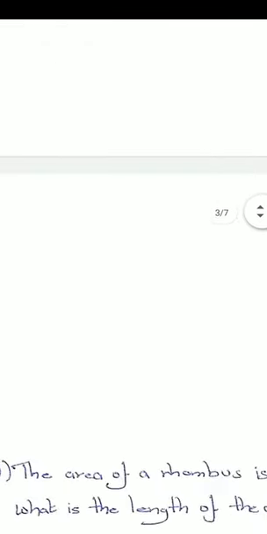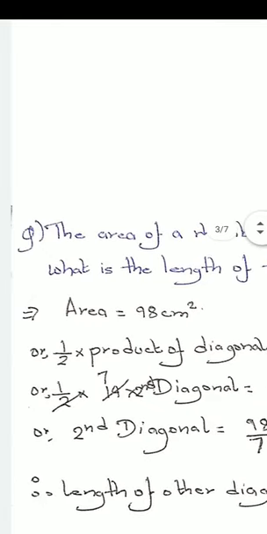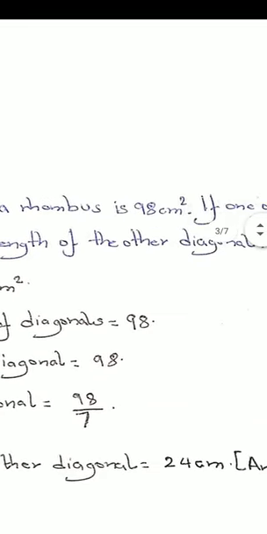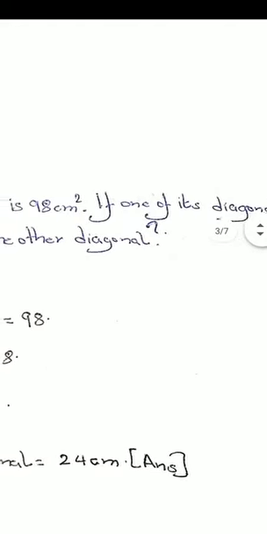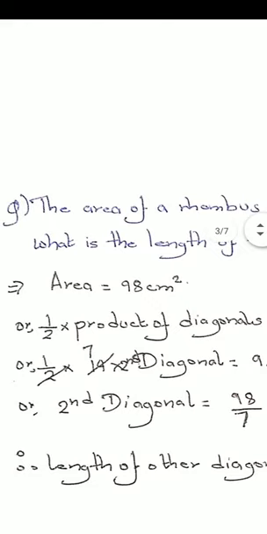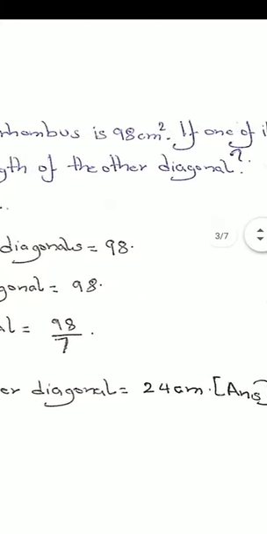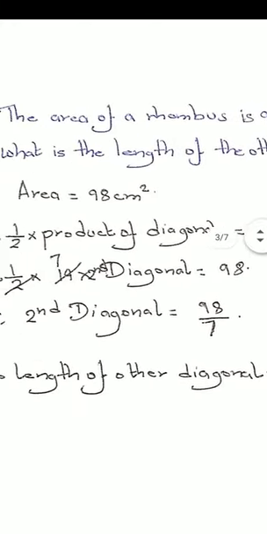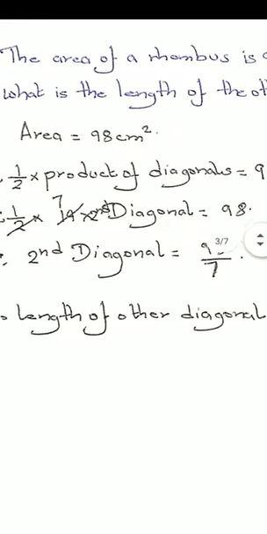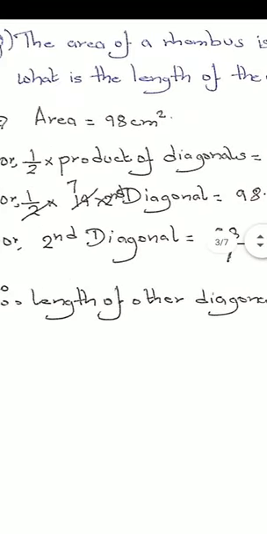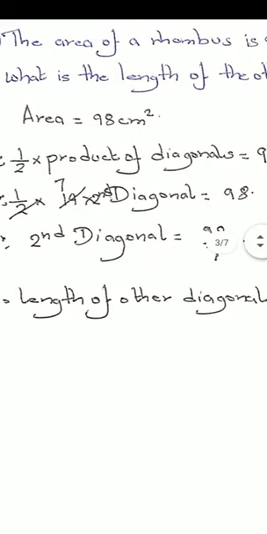So let's go to the next problem, which says the area of a rhombus is 98 centimeters square. If one of its diagonals is 14 centimeter, what is the length of the other diagonal? Okay, so area equals 98 centimeters square is already given, and we know area is nothing but half into the product of diagonals, which equals 98. So half into one of the diagonals, which has been given as 14, so I'll write half into 14 into the second diagonal equals 98.